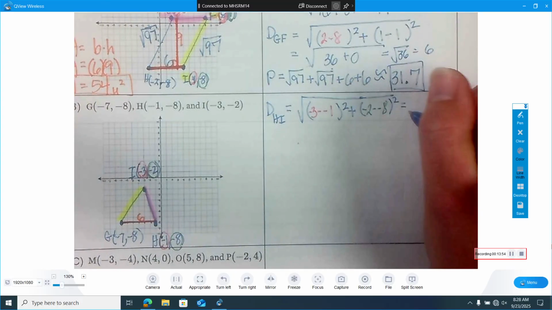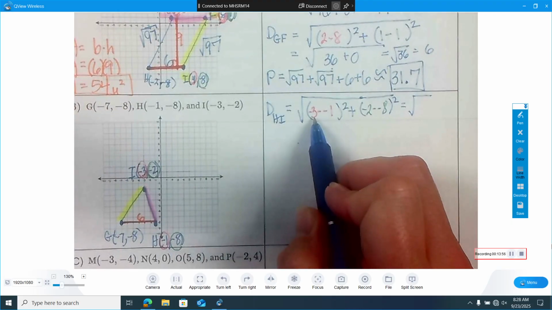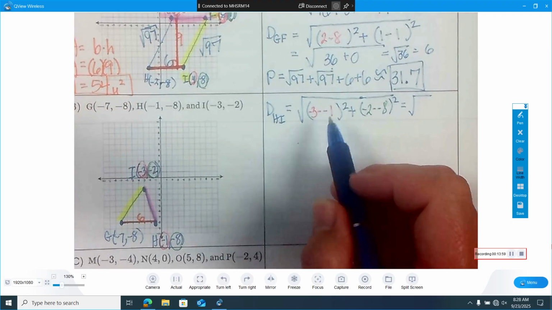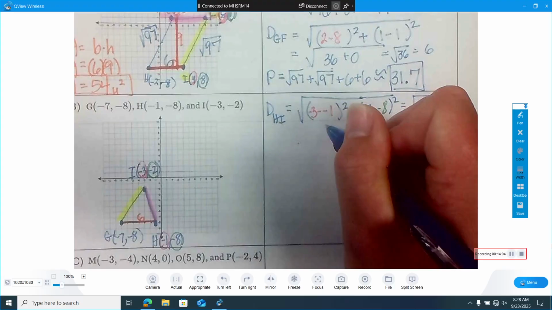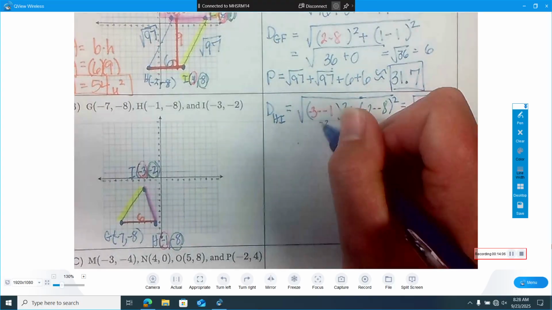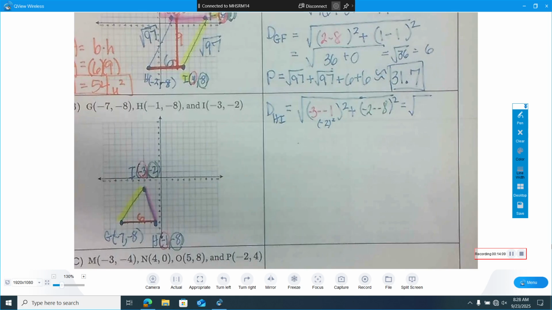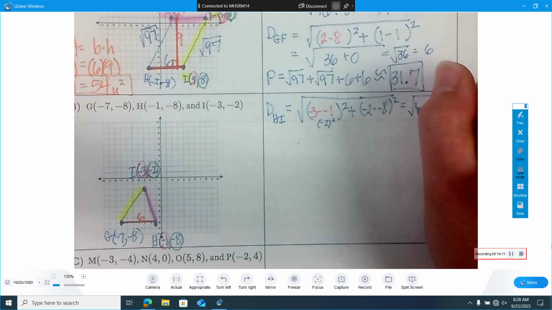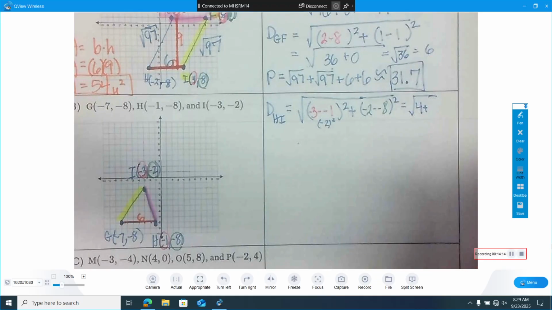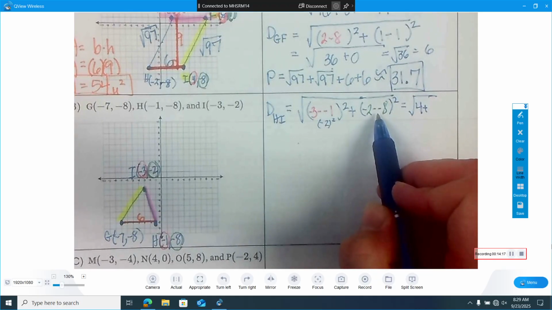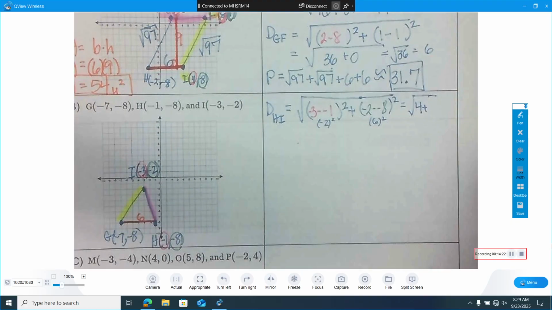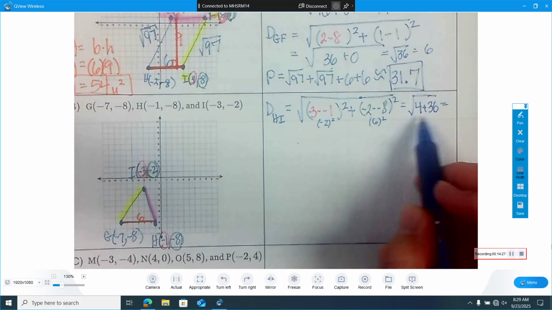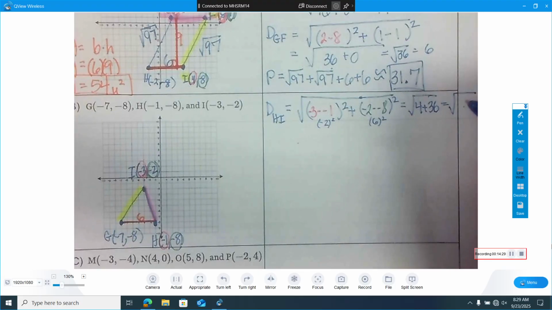All right, a little bit of cleanup. -3, what happens to minus a negative? Positive. So we have -3 plus 1 is? 4. -2. And then if you square it, what do you get, Quentin? 4. There we go. All right. So we get 4 plus, here we have -2 minus a negative, so plus 8. -2 plus 8 is 6. Squared is 36. All right. And so that is 4 plus 36 under a radical, which is square root of 40.